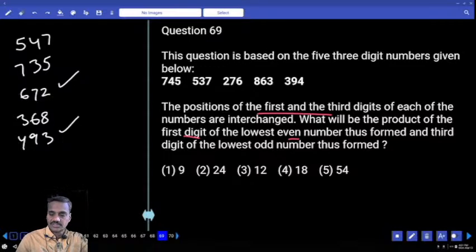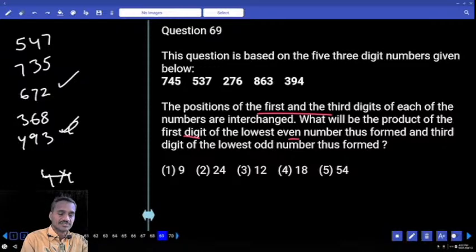Then the first digit, 4, is multiplied with the lowest even number. 368. Fine. Now 368 is the lowest even number. Now in this one, what is the lowest here? 3 is the lowest. 3 is multiplied with.